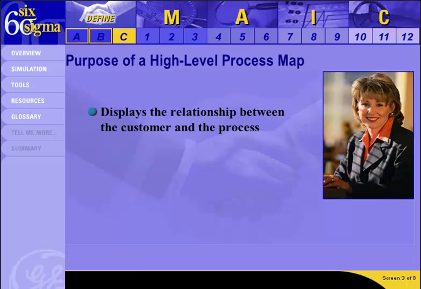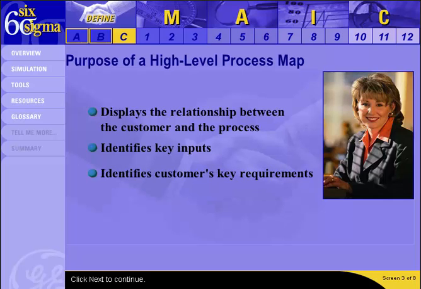The high-level process map displays the relationship between the customer and the process, as well as the overall flow of the process. Having said that, a high-level process map identifies key inputs, as well as key customer requirements. Basically, a process is defined as a collection of activities that takes one or more kinds of input and creates output that is valuable to the customer. The contents of a high-level process map will explain the process.